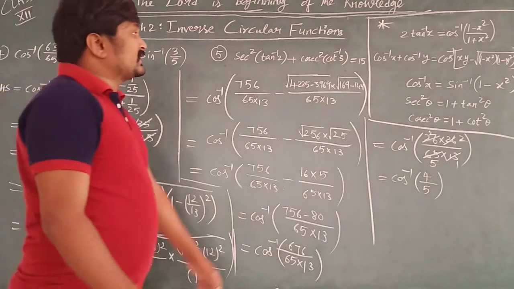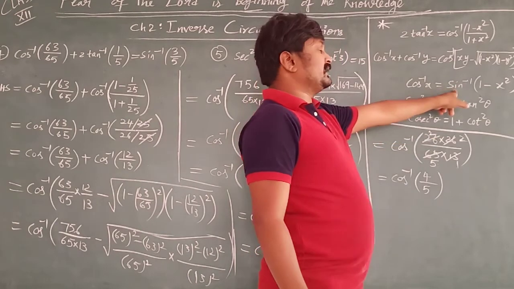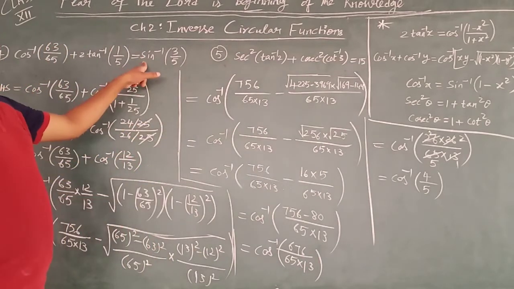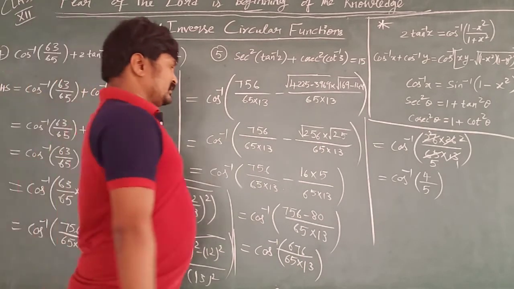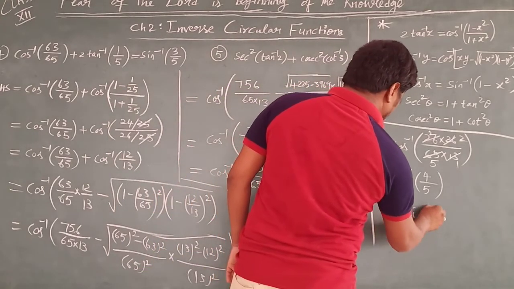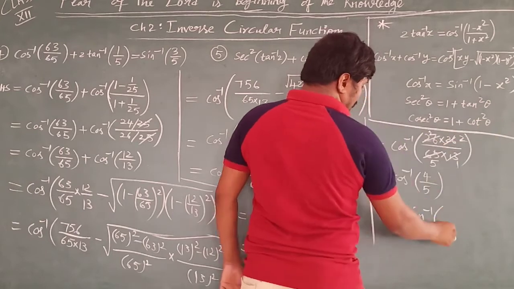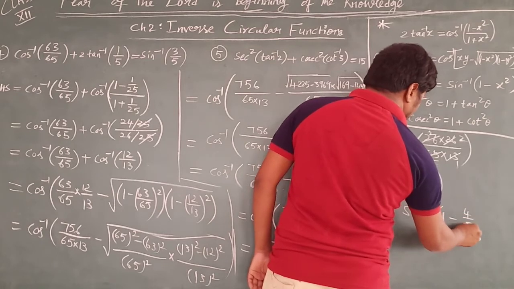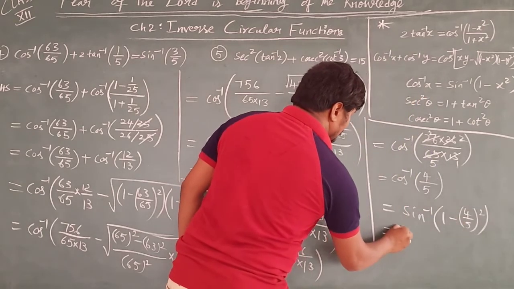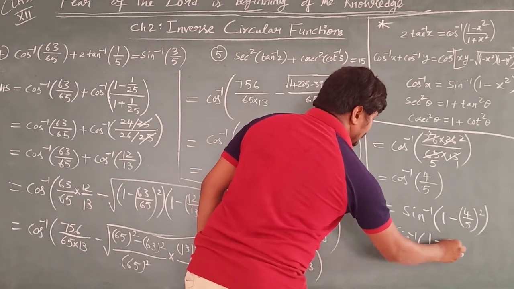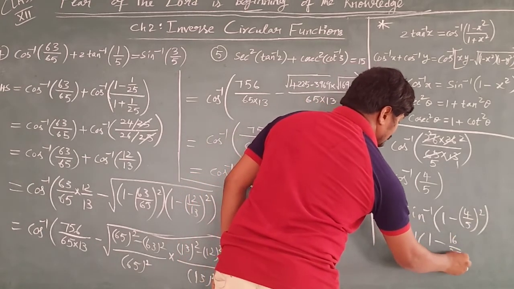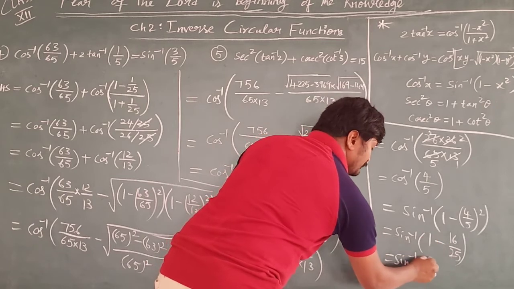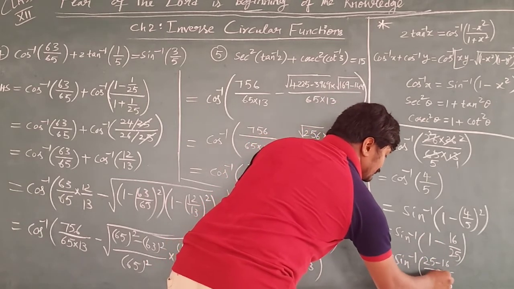So now what is cos inverse x? You need to change it into sin inverse of root 1 minus x square. Why, sir, do we need to change into sin? Because we need to get the answer in sin inverse. So this is equal to sin inverse 1 minus x square, where x is 4 upon 5, so 4 upon 5 whole square. That is nothing but sin inverse 1 minus 4 4s are 16, 5 5s are 25. So sin inverse 25 minus 16 upon 25.